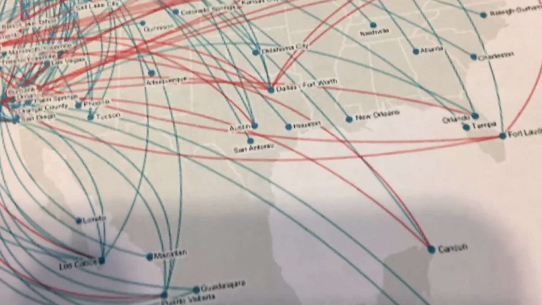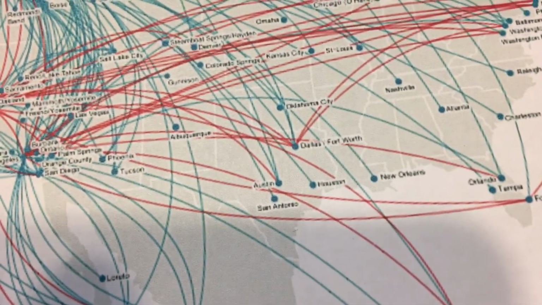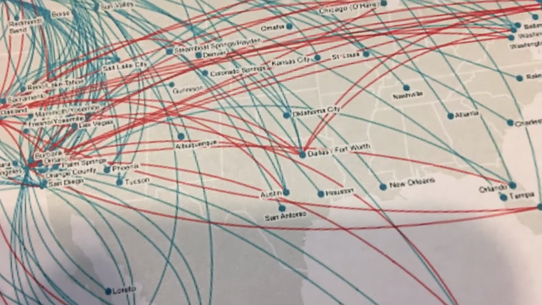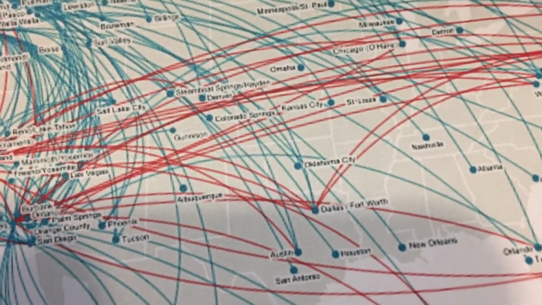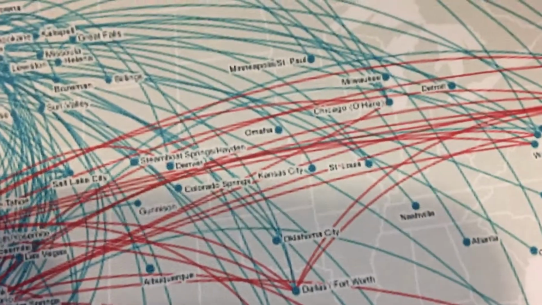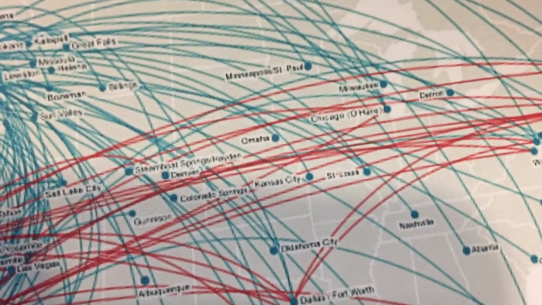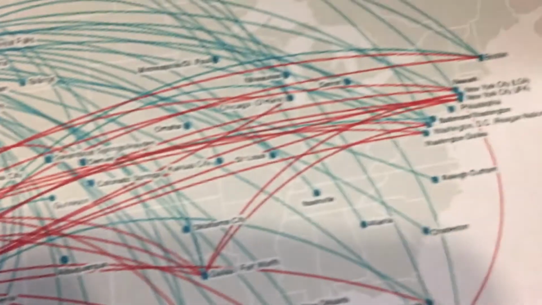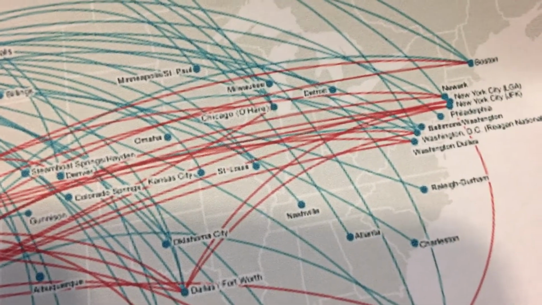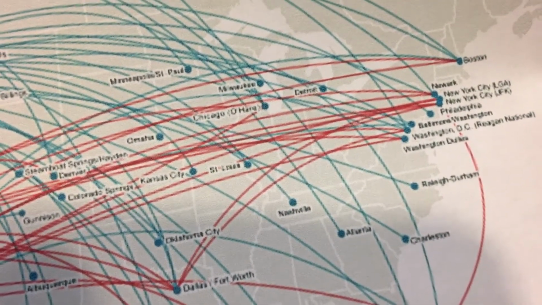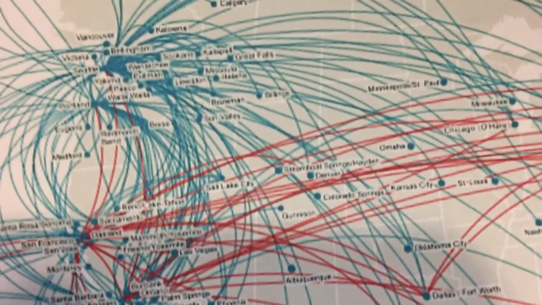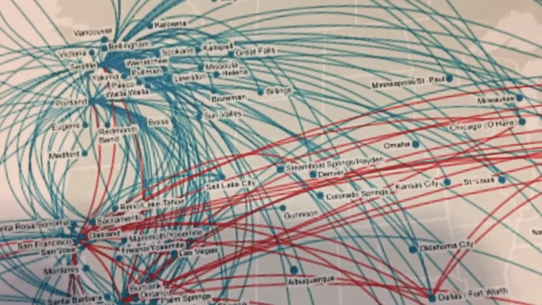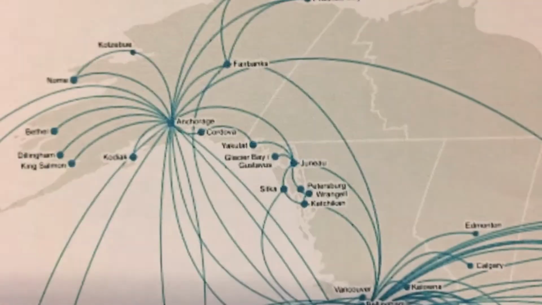We have New Orleans, Oklahoma City. I never would have guessed that. Albuquerque, Colorado Springs, Kansas City, St. Louis, Omaha, Milwaukee, Detroit, Philadelphia, Baltimore. That's just the lower 48 cities that they hadn't served before.